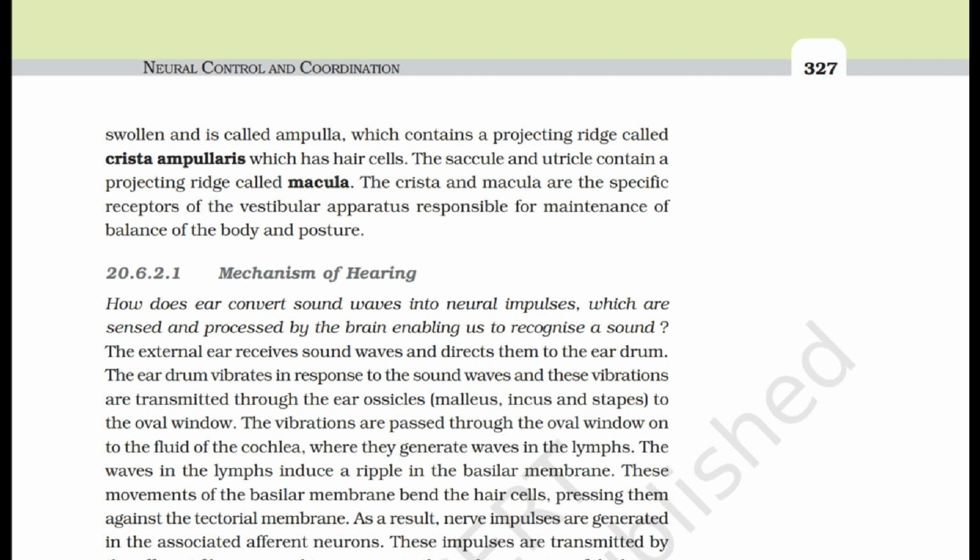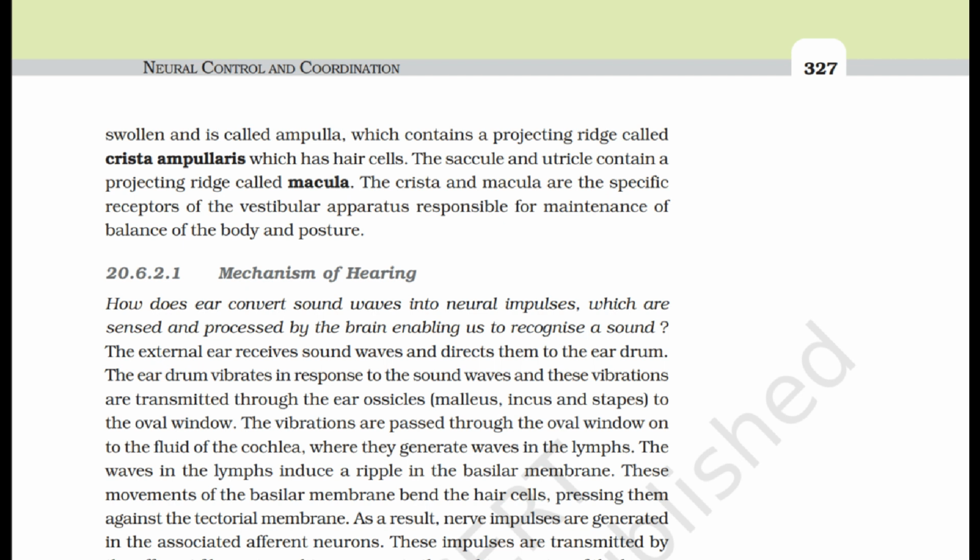How does the ear convert sound waves into neural impulses, which are sensed and processed by the brain, enabling us to recognize a sound? The external ear receives sound waves and directs them to the eardrum. The eardrum vibrates in response to the sound waves, and these vibrations are transmitted through the ear ossicles, malleus, incus and stapes, to the oval window. The vibrations are passed through the oval window onto the fluid of the cochlea, where they generate waves in the lymphs. The waves in the lymphs induce a ripple in the basilar membrane.